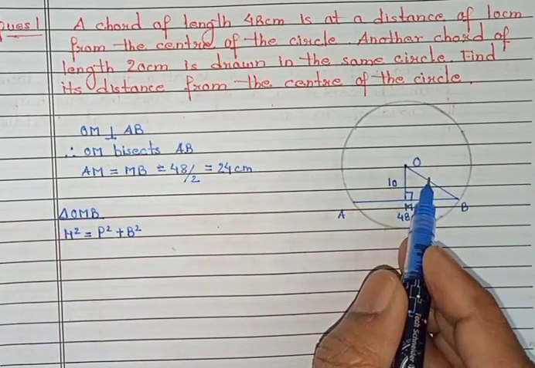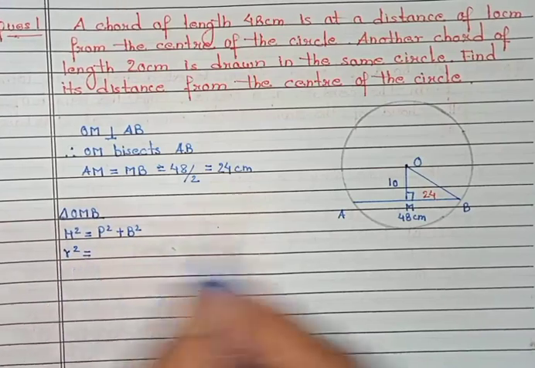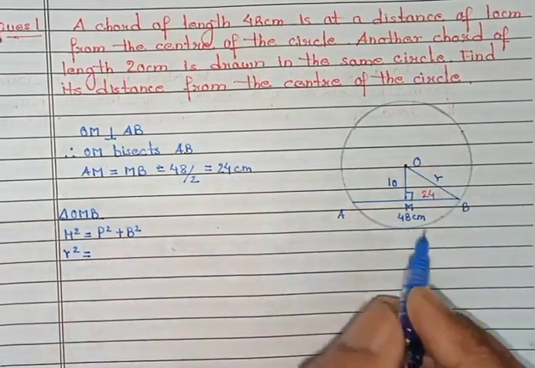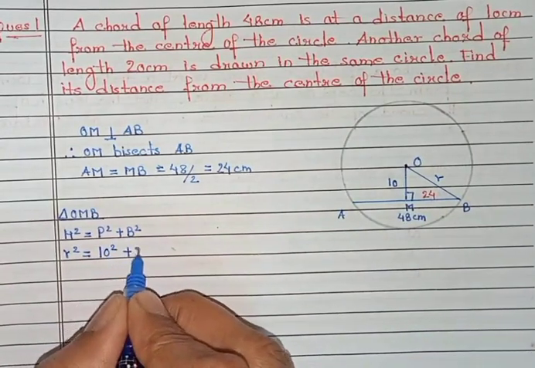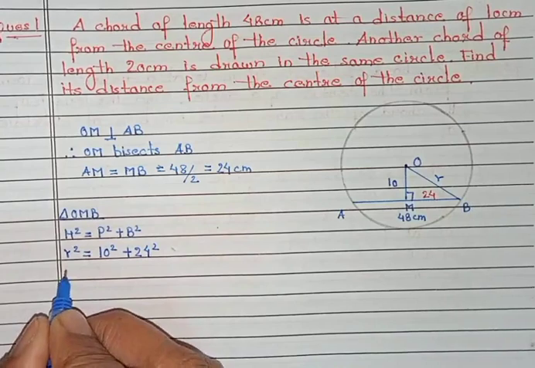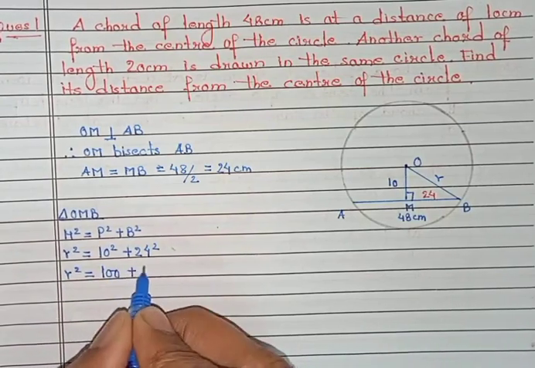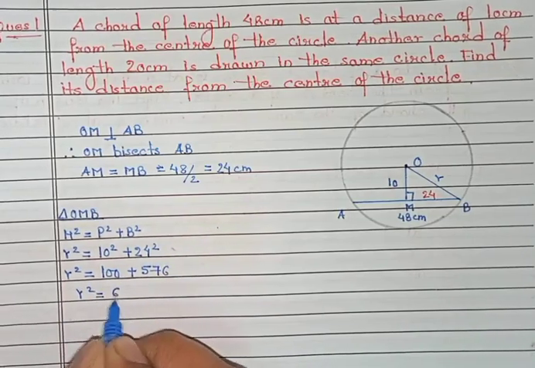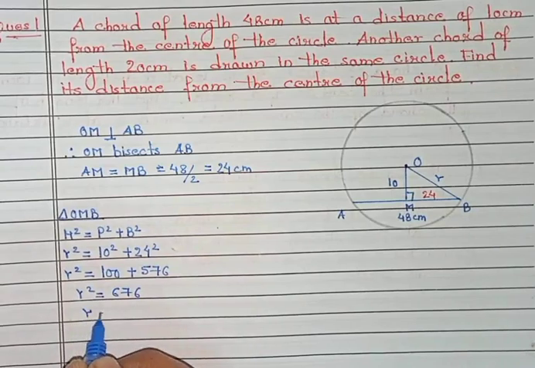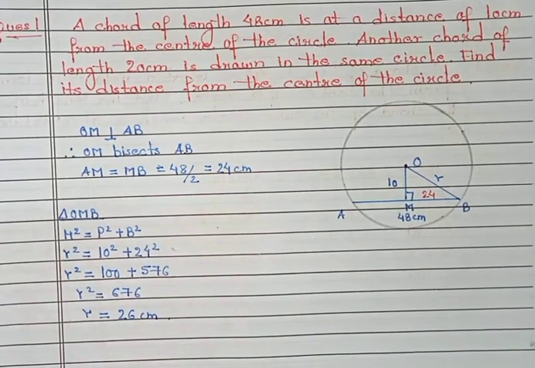Opposite to 90 we have the radius, which is unknown to us. Then we have perpendicular as 10, base as 24. So from here we can get the radius. So we are getting radius as 26 centimeter. So this will be the radius.